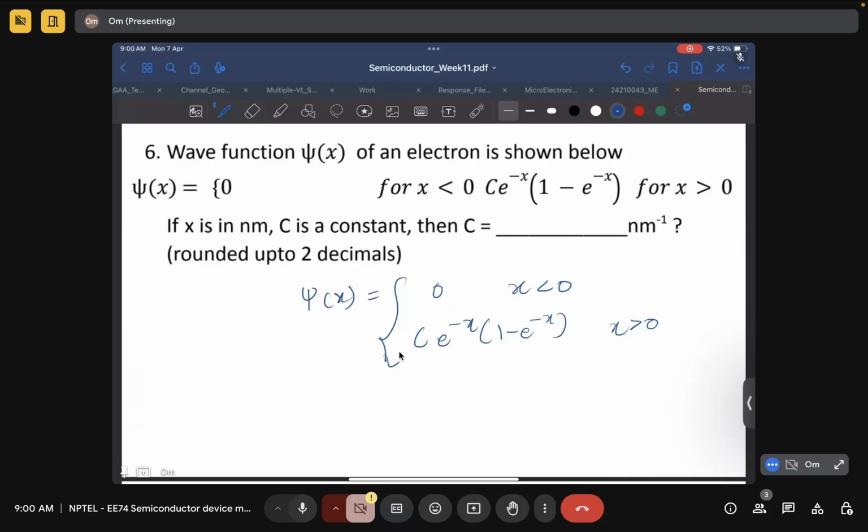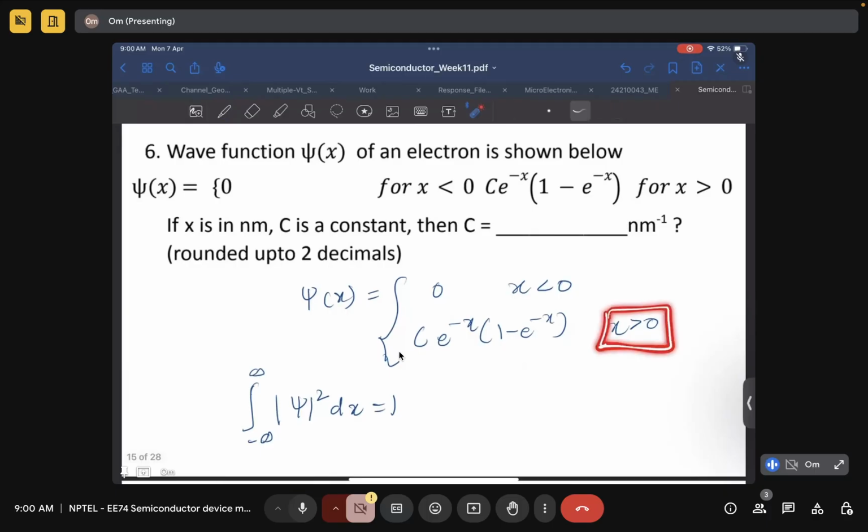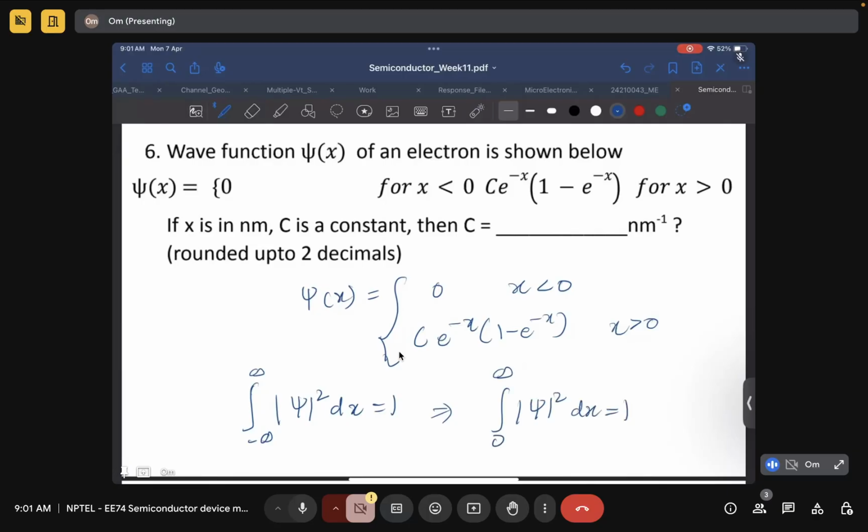No, you already have a solution. You already have a solution for 5. Why do you want another solution, right? You just need to use the normalization condition. And since it is defined only for x greater than 0, it will reduce to 0 to infinity mod psi square dx equals 1. So if you do this, you will get c. So please try this. Yeah, please try.